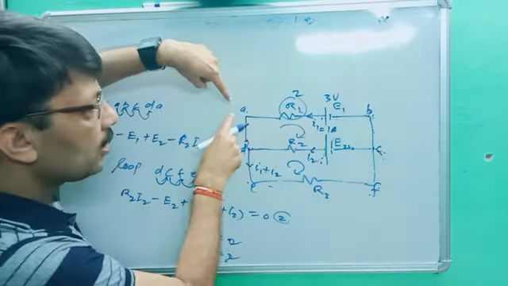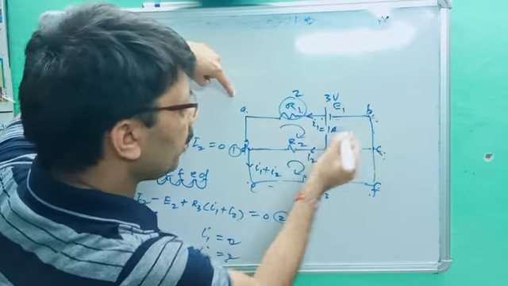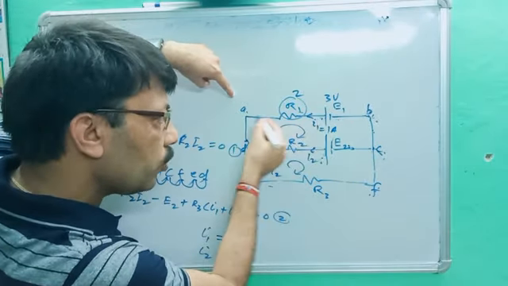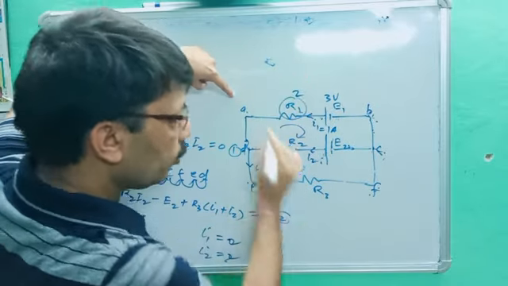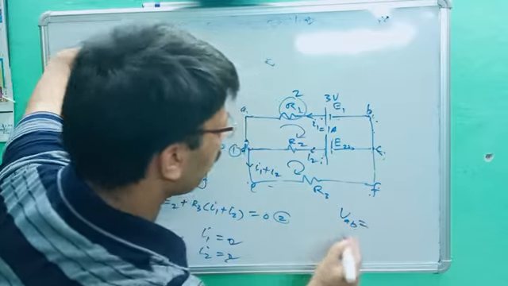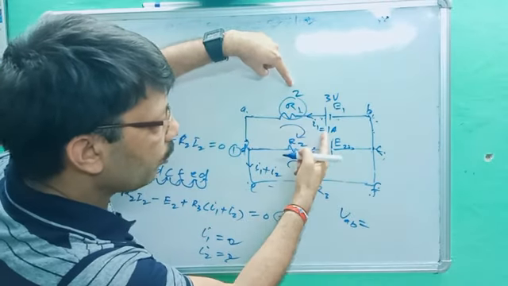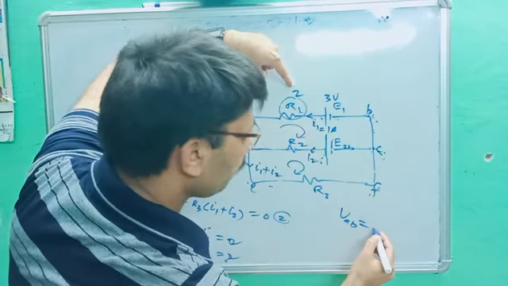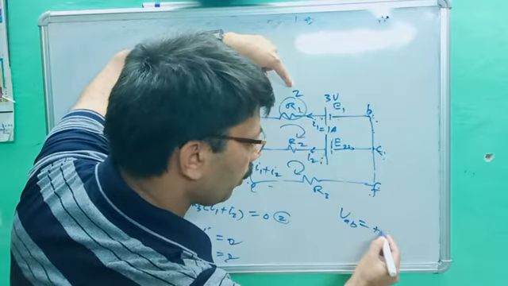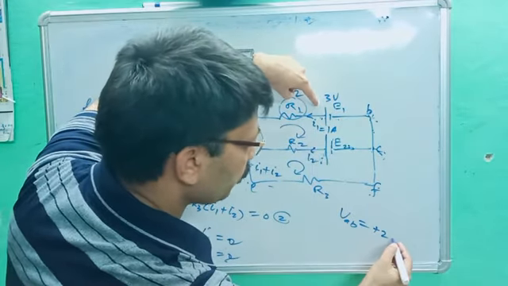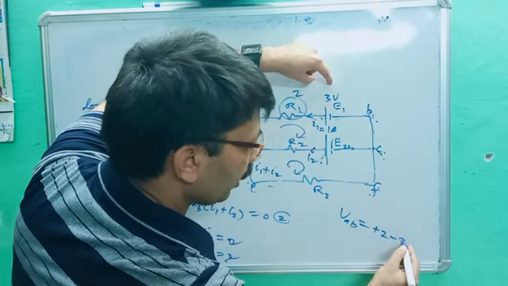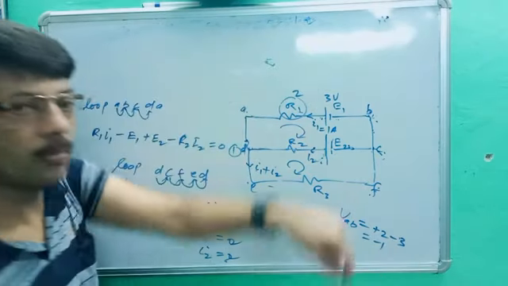So what about potential from A to B? You are moving from A to B. Current is flowing from B to A and you are moving from A to B. So what will be the answer? Potential between A and B: VAB equals, resistance is 2 and flowing current is 1, so 2 times 1 is 2. You are moving in the opposite direction, so it will be plus 2. And here positive to negative, it means minus 3. So the answer will be minus 1 volt.